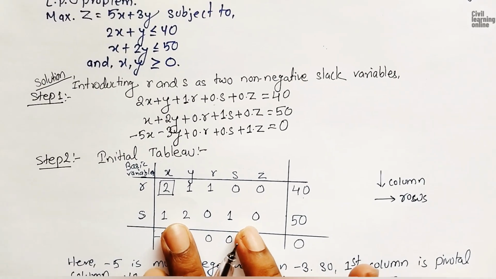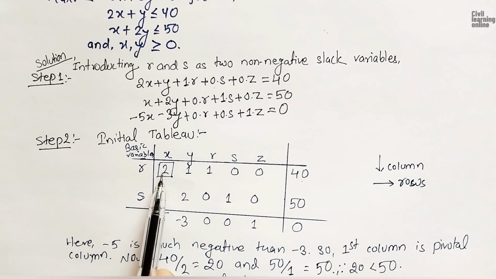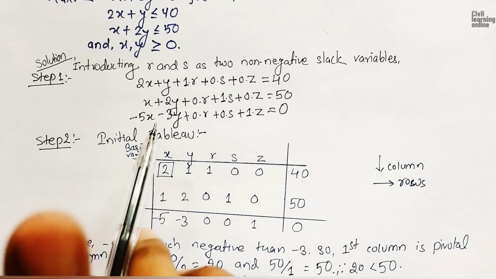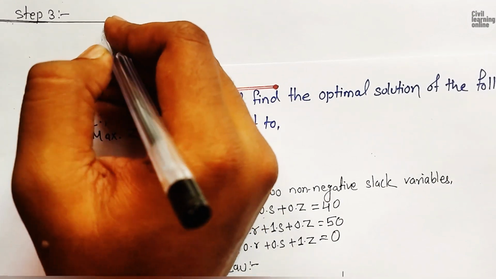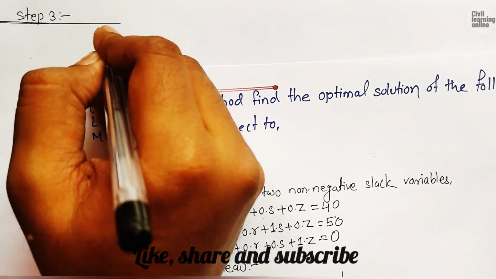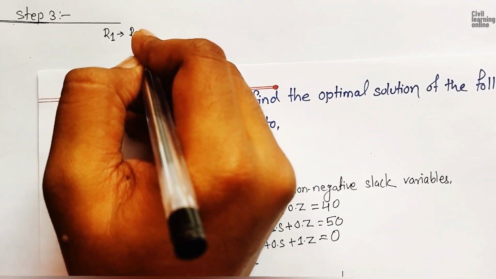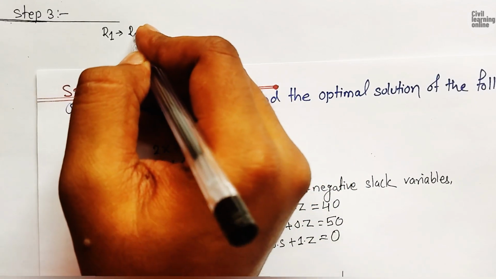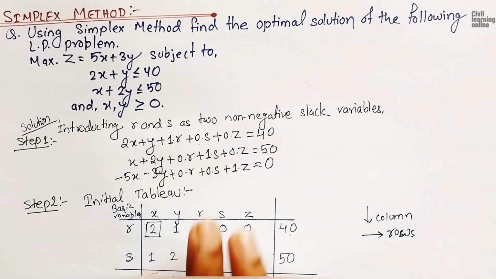In step 3 we are going to apply some row operations, and I already told you that we have got the pivotal element, and the pivotal element is 2. So we have to convert this 2 to unity. If we divide this 2 by 2, then it will become unity, and that is what we are going to do in step 3. So I am going to write here in step 3, R1 implies R1 by 2, meaning we are dividing all the elements of R1 by 2.